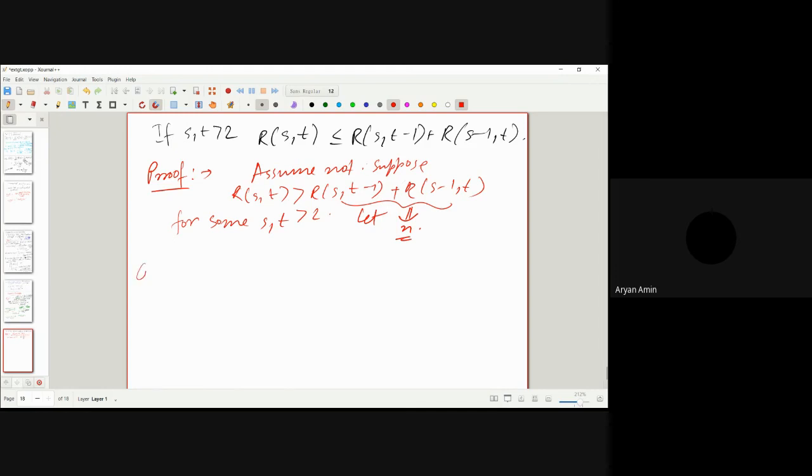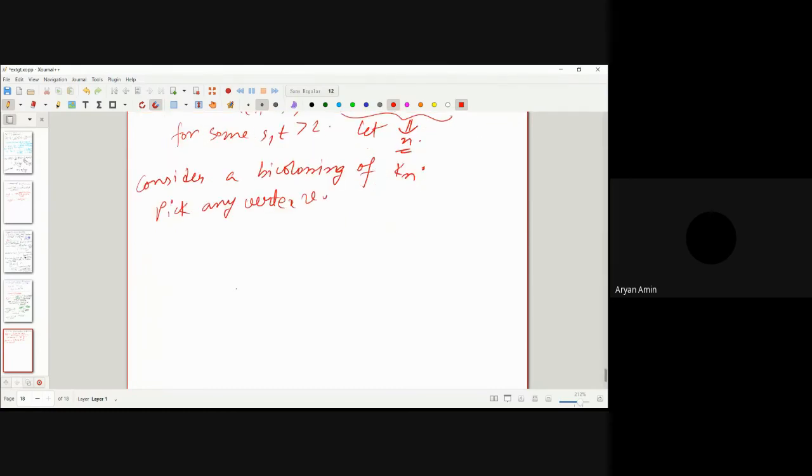So now consider a bicoloring of K_n. Pick any vertex, let's say V. Let N_R denote the red neighbors of V and N_B denote the blue neighbors. What do I mean by red and blue neighbors? They are connected to V by red and blue edges respectively, right?